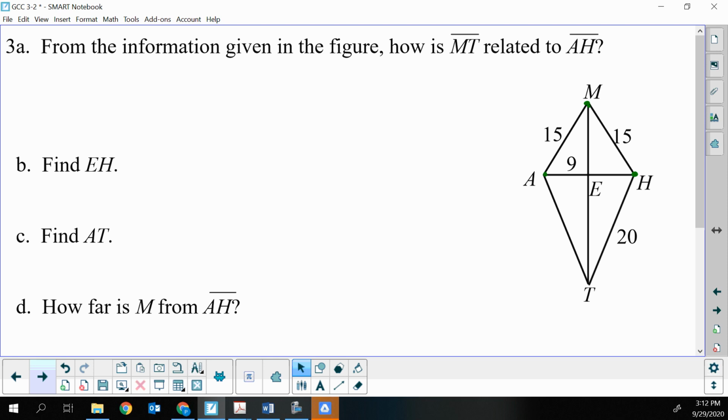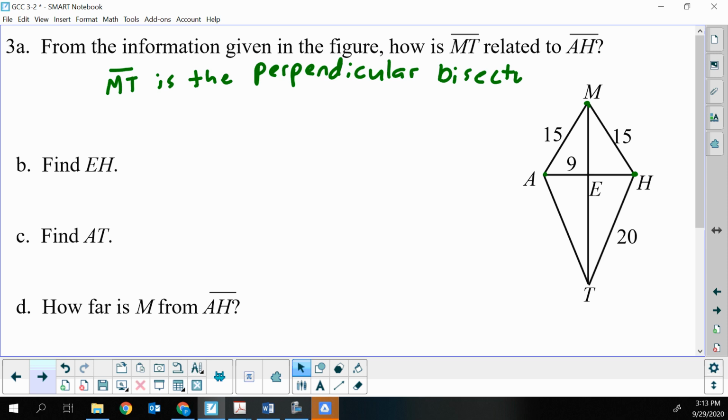So what can we say? How are they related? We can say that MT is the perpendicular bisector of AH. And as always, you can abbreviate perpendicular with our symbol if you would like. So, because we know that, perpendicular, those are congruent. Well, if they're congruent and we know AE is 9, we know EH has to be 9.